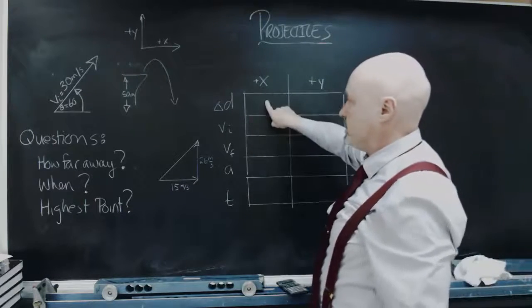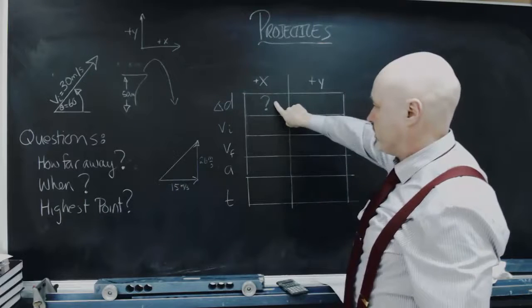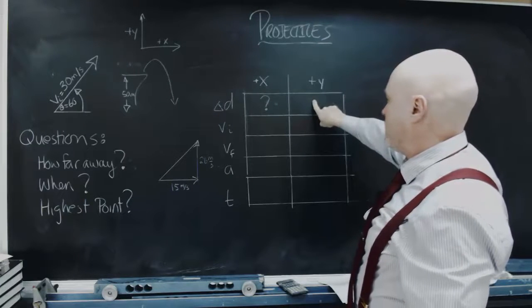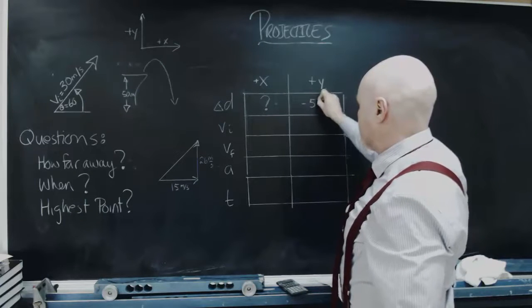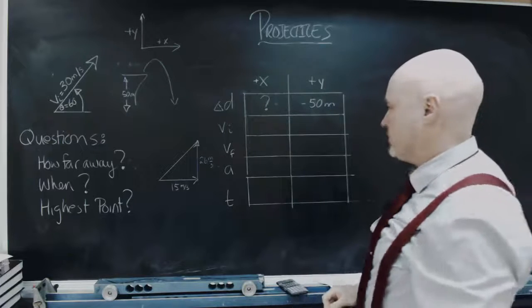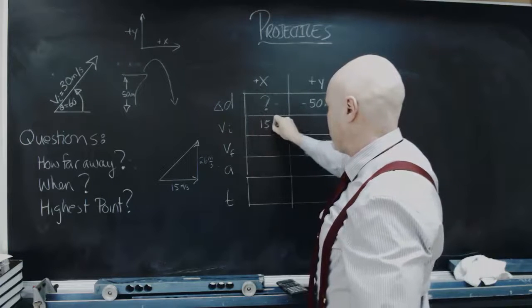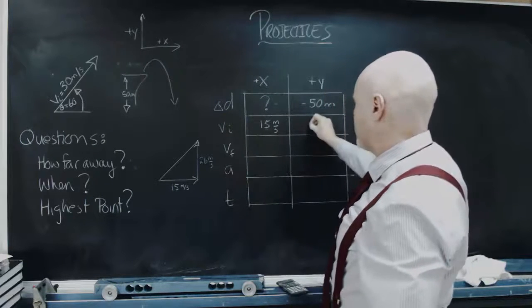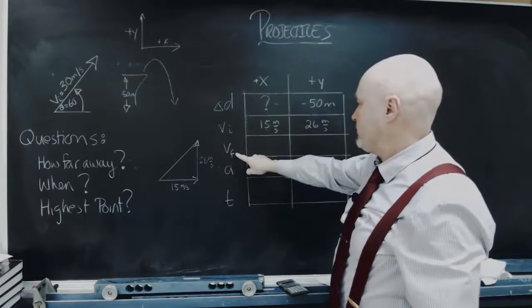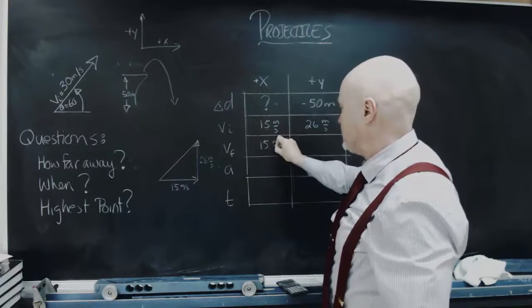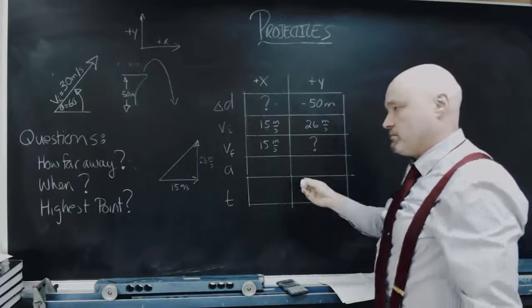Okay, displacement in the x direction, this is an unknown. This is in fact the thing that we want to know. Displacement in the y direction, we actually know that this is going to fly until it hits the ground, and it's going to be happening 50 meters below the release. Initial velocity in the x direction, 15 meters a second. We know that. That was a given. Initial velocity in the y direction, positive 26 meters a second. We know that. Final velocity in the x direction, 15 meters a second all the time. Final velocity in the y direction, we don't know. Maybe we don't care.